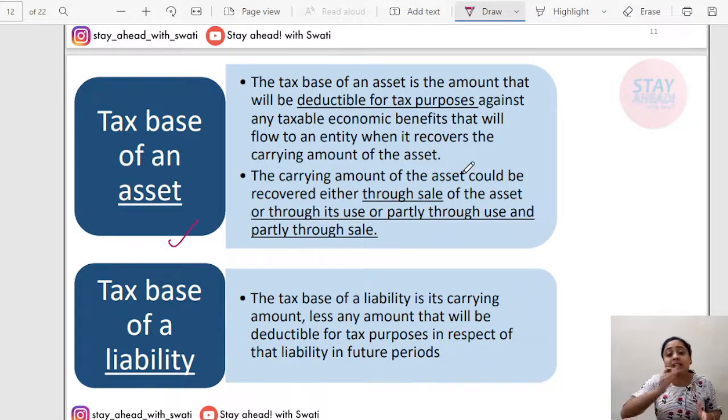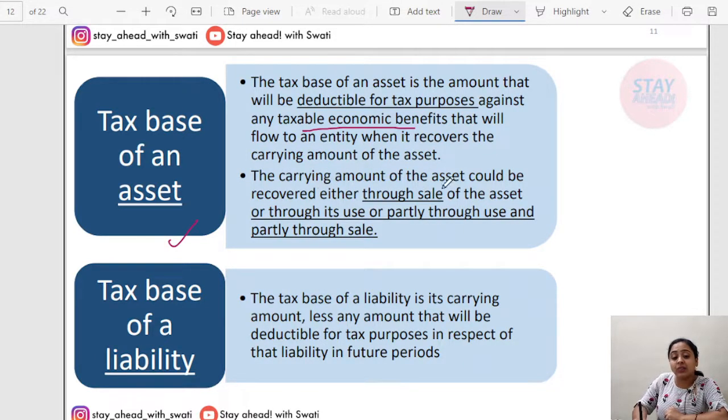Now, if we talk about the tax base, you never include the effect of fair valuation and revaluation. The tax base is always calculated on the cost basis, deducting permissible expenses like depreciation and all. For the carrying amount, you have to revalue it at fair value as mentioned. See, the tax base of an asset is the amount that will be deductible for tax purposes against any taxable economic benefits that will flow to an entity when it recovers the carrying amount of the asset.